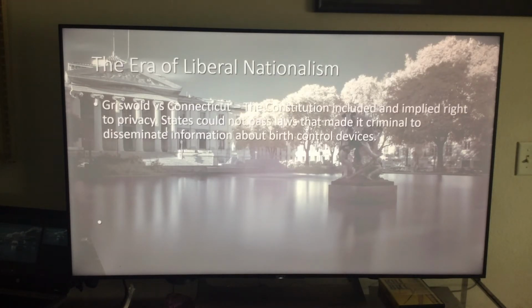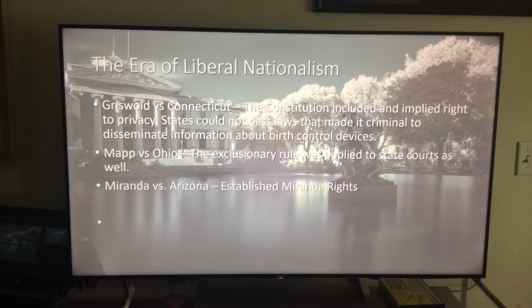The era of liberal nationalism. The court is giving more power back again to the national government. I'm not worried about Roosevelt versus Connecticut. Mapp versus Ohio is good, but that's probably good for Chapter 18. It sets up the exclusionary rule. Miranda versus Arizona established Miranda rights. Again, we'll go over these more in depth when we get to Chapter 18.